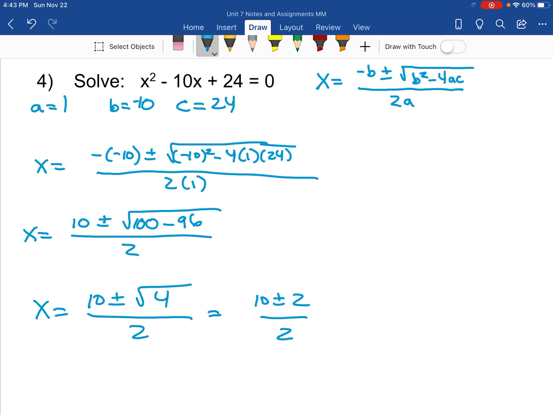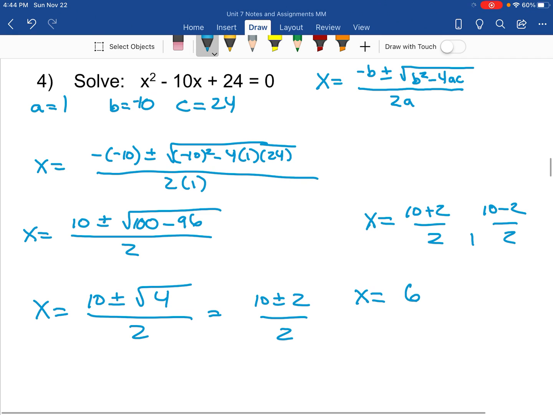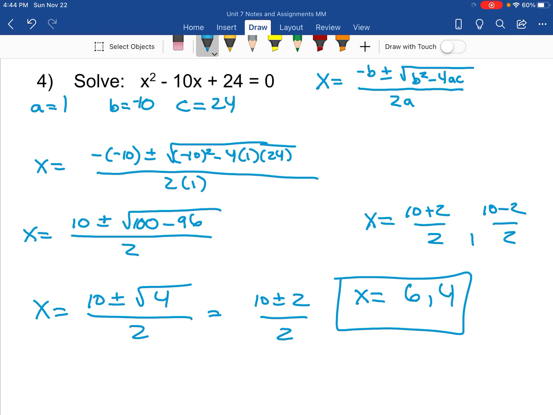So my two solutions will come from x is 10 plus 2 over 2 and 10 minus 2 over 2. 10 plus 2 is 12. 12 divided by 2 is 6. 10 minus 2 is 8, and 8 divided by 2 is 4. So we get two solutions. X is equal to 6, and x is also equal to 4.